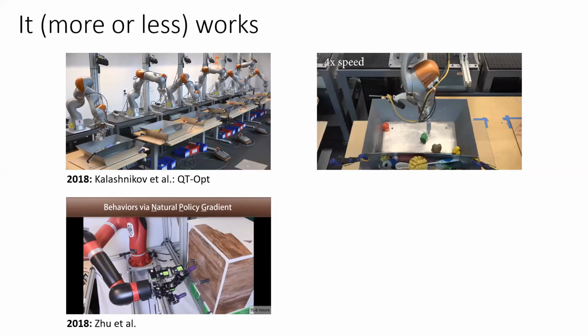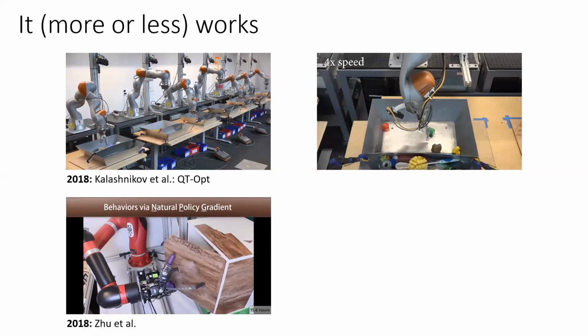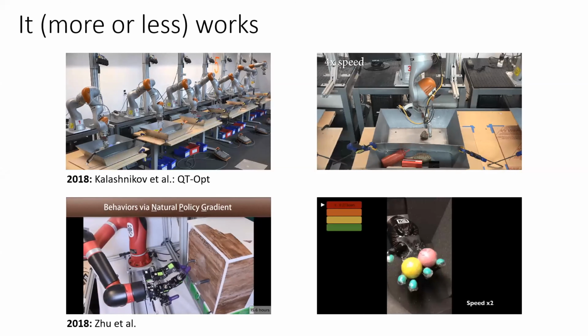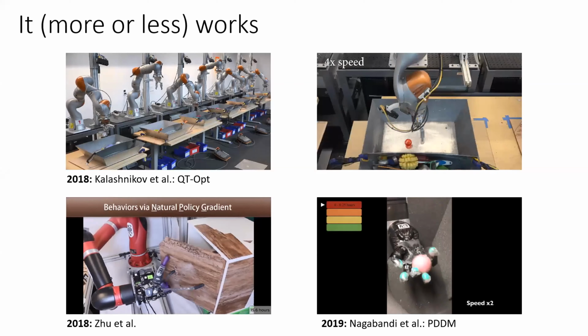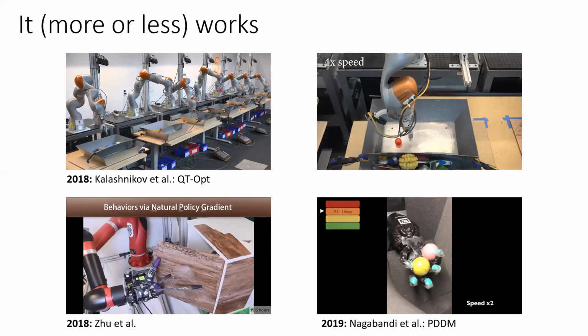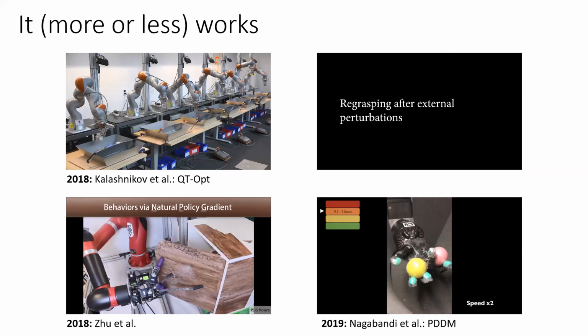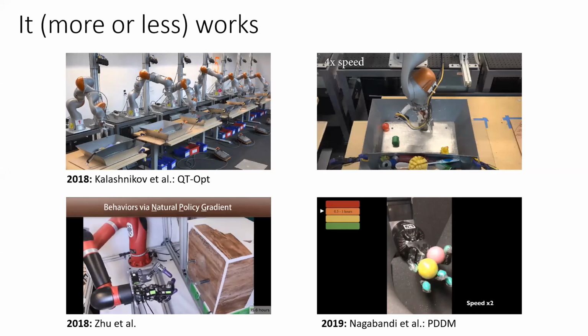A few other things we've done. This is a three-finger hand learning how to open a door. This work I'll talk about in a little more detail later today, but this was a project that my student Anusha Nagabandi did on getting a five-finger hand to twirl two objects in the palm. But again, these are fairly short horizon tasks for now.